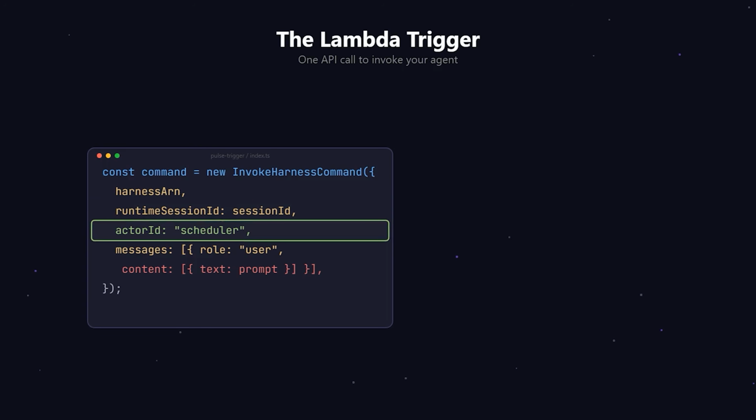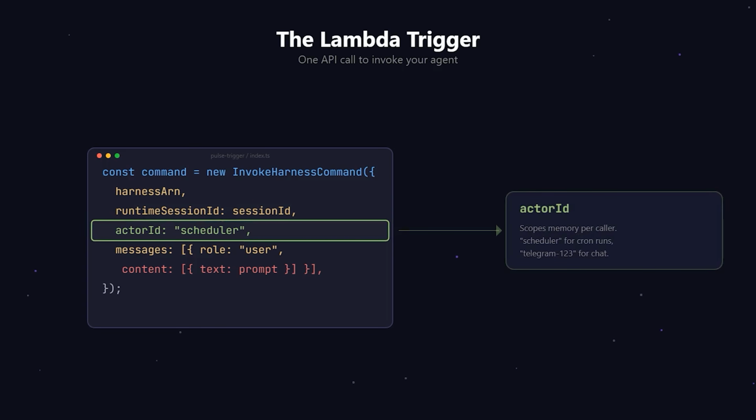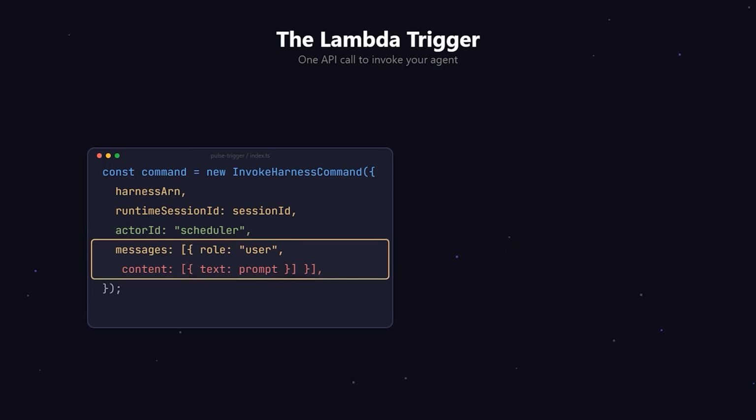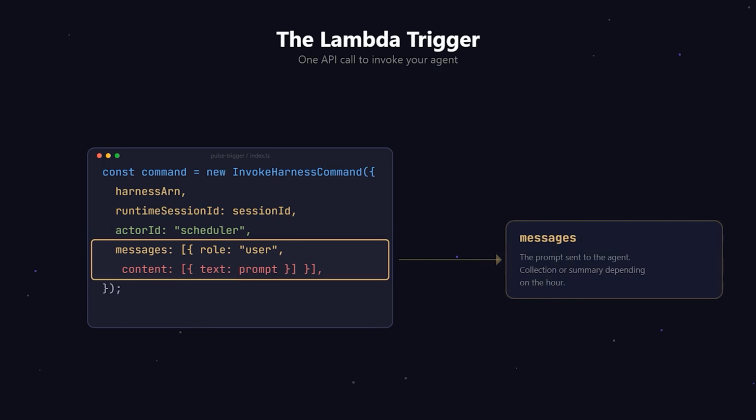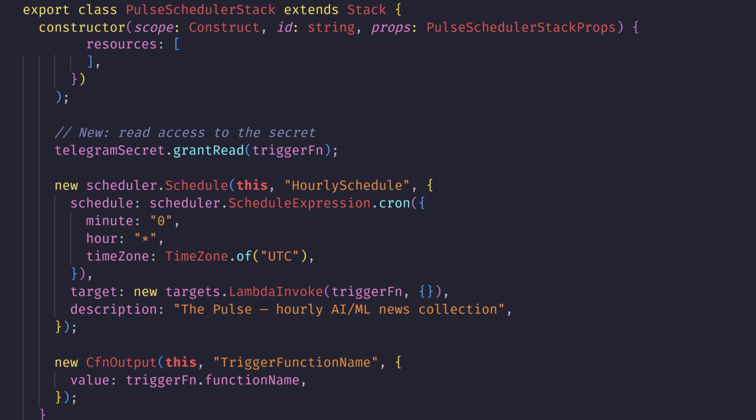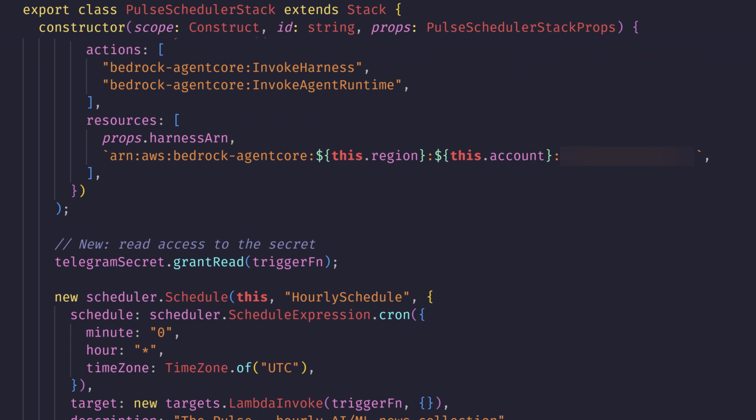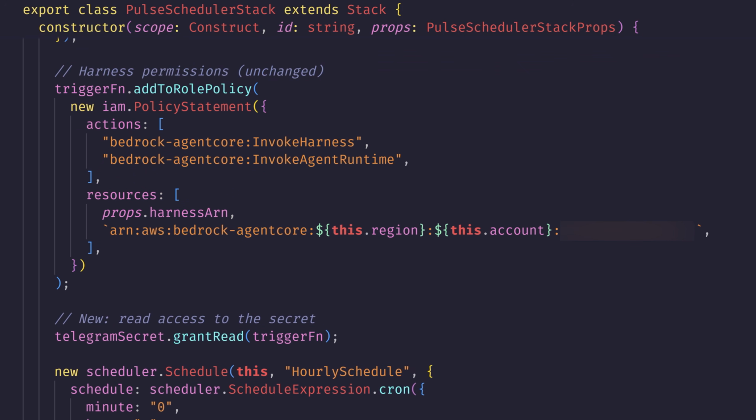The actor ID scopes memory. The schedule gets its own memory namespace. If I add messaging later, each user gets their own. The prompt changes based on the hour. If the UTC hour is divisible by 6, it's a summary run. Otherwise, it's a collection run. The CDK stack is pretty straightforward. The EventBridge schedule fires every hour, and the Lambda has IAM permissions to invoke the harness.